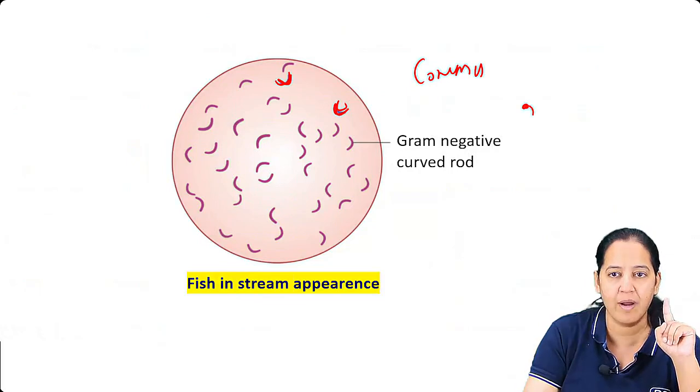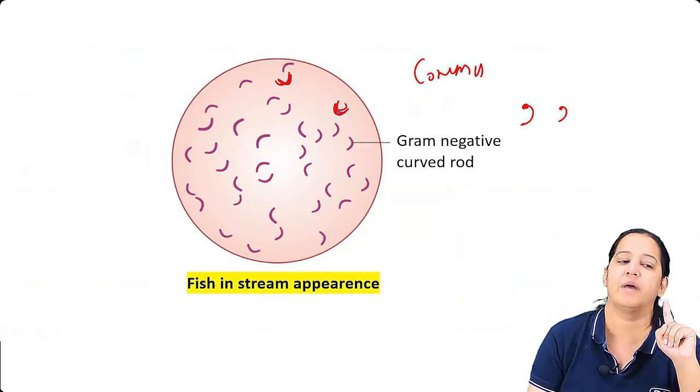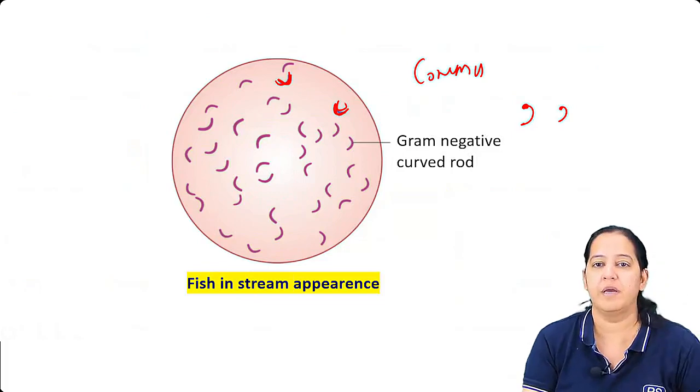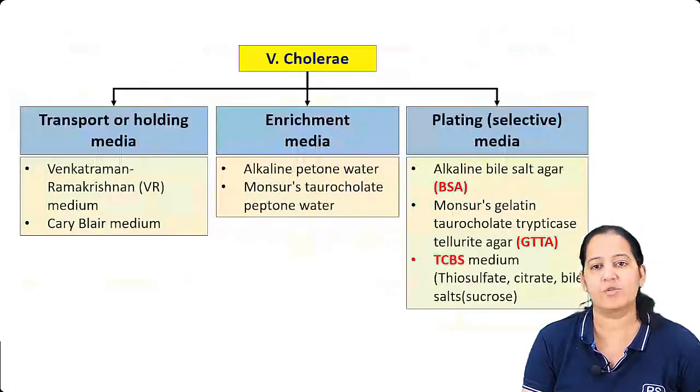कैसे लगाते हैं हम coma? It's coma. It's like coma shaped. Number 1, learn, it's coma shaped. It's gram negative curved rod, it's coma shaped.